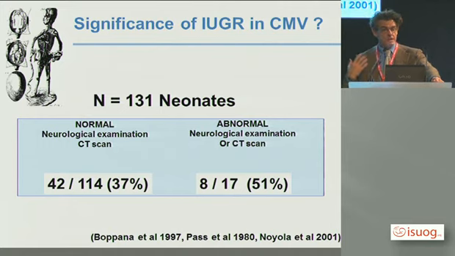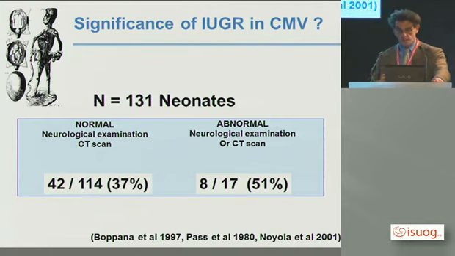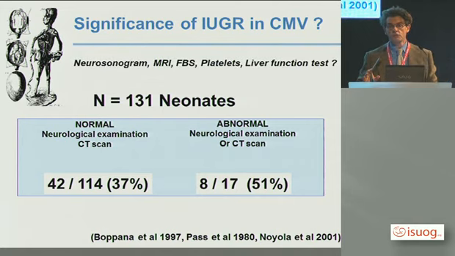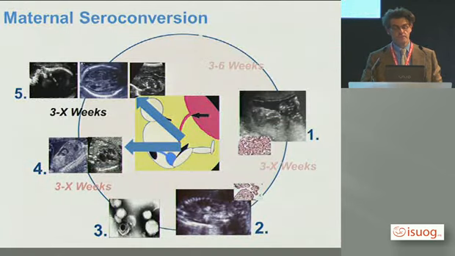If you look at the pediatric literature, at those babies in which growth was assessed at birth, 131 in 20 years, not very much, but you see that those with a normal CT scan and normal neurological examination were small in 37% of the cases, whereas those with an abnormal neurological examination or CT scan were small in about half of the cases. Statistically difficult to interpret, and the answer probably comes from the exploration of the fetal biology, especially platelets and liver enzymes. We'll come back to that.